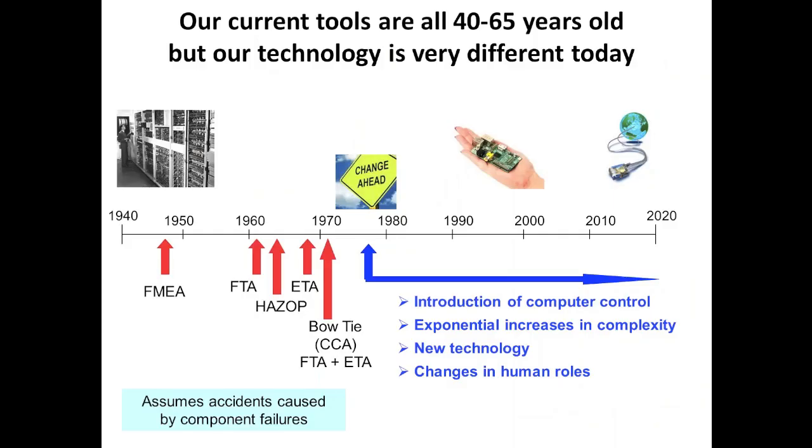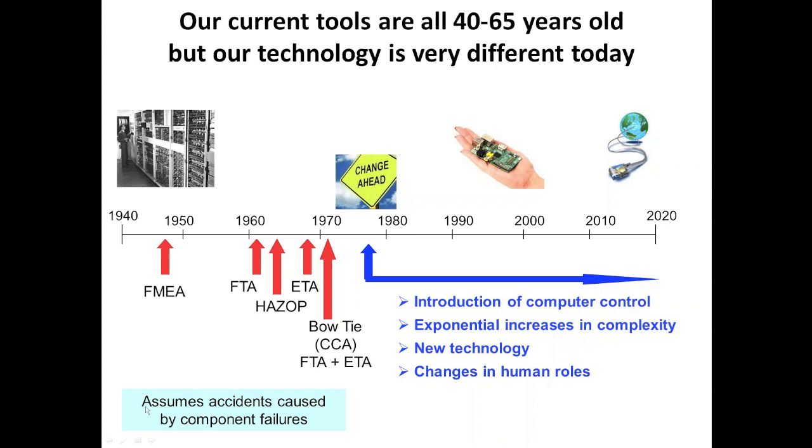So what is the problem? Well, the basic problem is that our current tools are all 40 to 65 years old, but our technology is very different today. If you look at the timeline on the left, you see that FMEA is perhaps the oldest. It was for electronic systems after World War II. And then in the 60s, there was a spate of new tools: fault tree analysis, HAZOP, event tree analysis, bowtie, which is just a combination of fault trees and event trees.